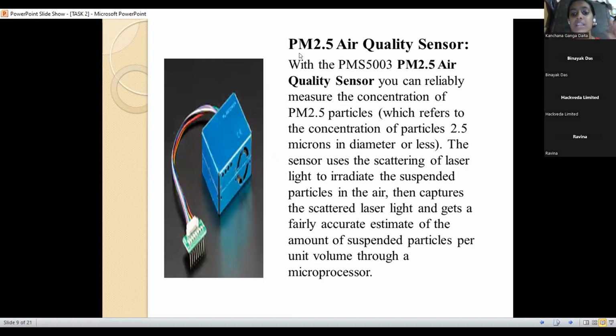Also, we have UV rays coming from the sunlight. Also, the scattering laser light is observed by this PM 2.5 air quality sensor. It helps to sense the scattering light particles inside the air. It captures those laser lights and estimates the amount of suspended particles in the air per unit volume. So for any area we can take, the suspended particles per unit volume can be given by this PMS5003 sensor.